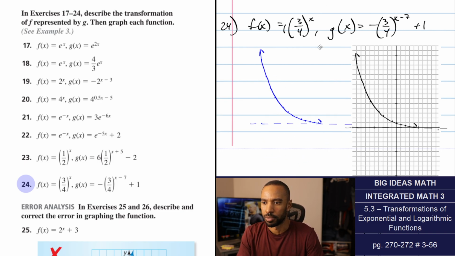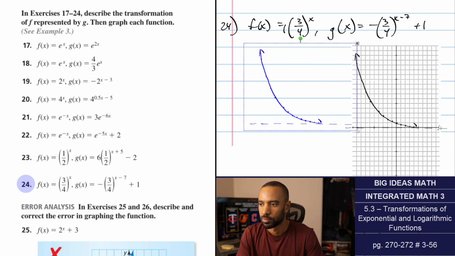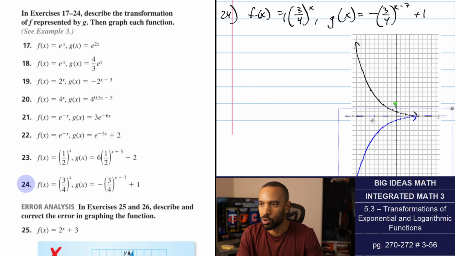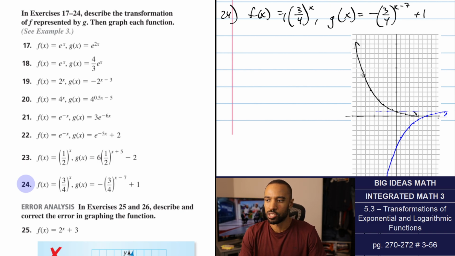Okay, now here's what we're going to do. We're going to flip this thing over. There's a reflection over the x-axis. We're going to translate this 7 units right and 1 unit up. I'm looking at this point right here, so I'm going to move this over 7 units to the right and 1 unit up. I'm looking at my asymptote like that, and that should be the aligning of that graph. So that's the other graph.